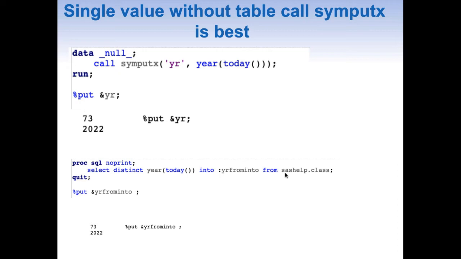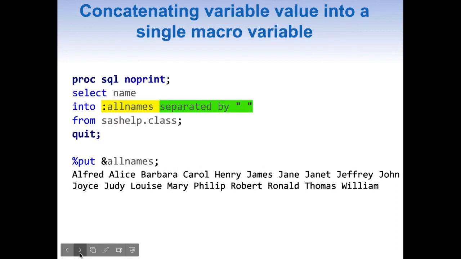So whenever we have to use a single value without a table, call Symputx is best, something like the year and today functions which we have been using. To create a macro variable, always go for call Symputx. Now let us look into the next comparison: concatenating all the variable values into a single macro variable.